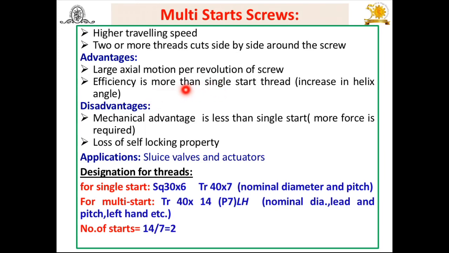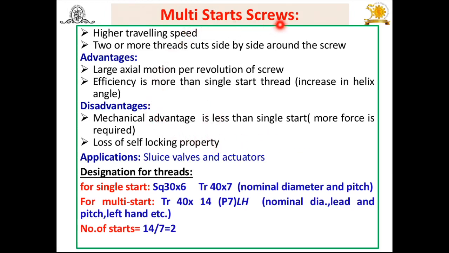But because of this higher efficiency, you will find multi-start threads have limitations. What is the limitation? Mechanical advantage is less than single start. Why is it less? Because more force is required to lift that load. The second one is that because of the higher efficiency, there is loss of self-locking property, which is generally required in screw jacks and other devices. These are some of the limitations.